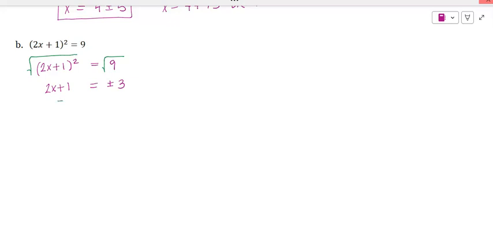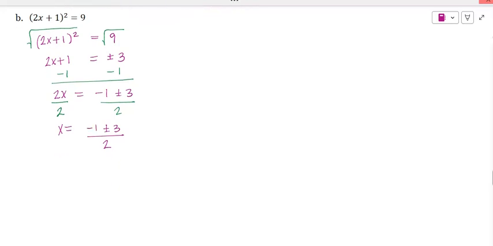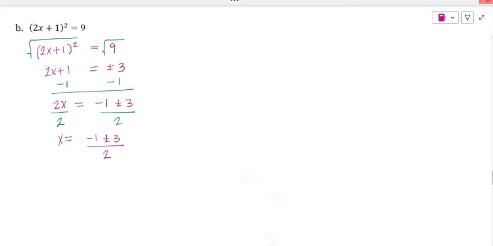All right, now we will subtract 1 from both sides. 2x equals negative 1 plus or minus 3. And then we'll divide both sides by 2. X equals negative 1 plus or minus 3 over 2. All right, let's simplify these answers here.